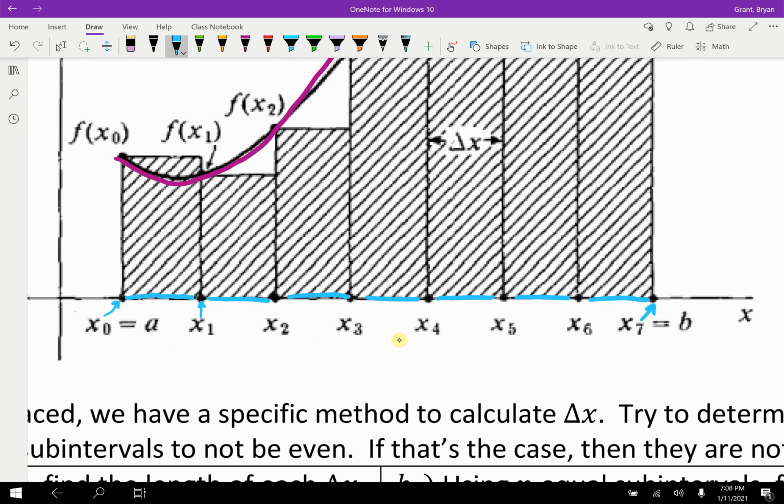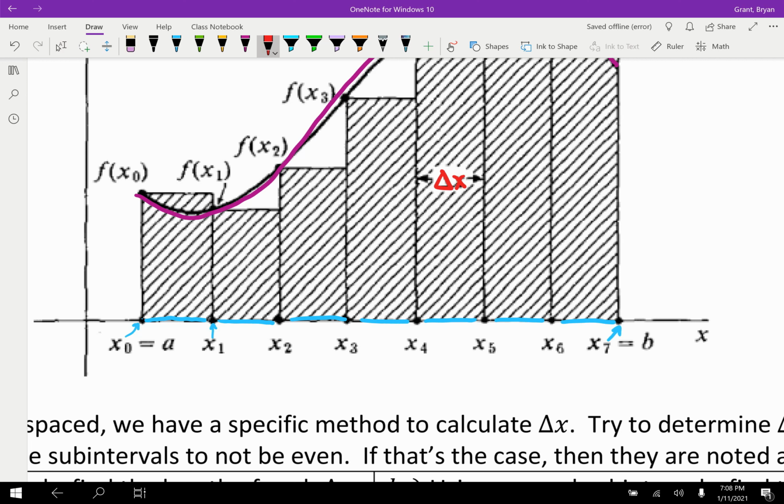The distance between any two x values, or another way to think about it, the base of any of these rectangles, is known, and I'm going to highlight this up here, as delta x. So this distance right here is delta x. Of course, delta x is found by subtracting two x coordinates. So in this case, it'd be x sub 5 minus x sub 4 to find that exact base length.